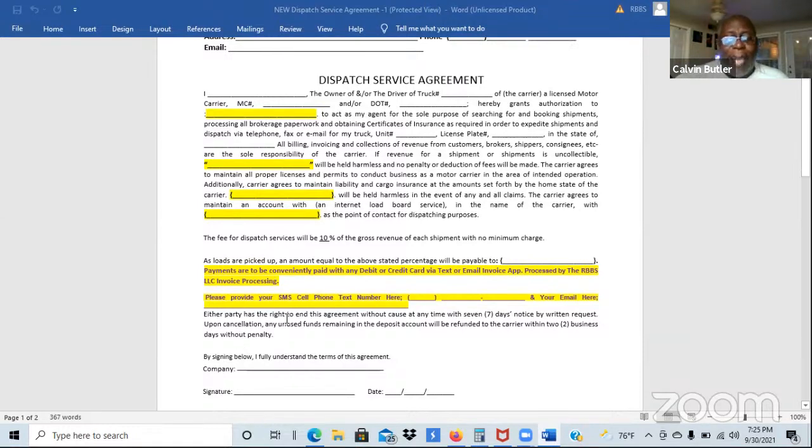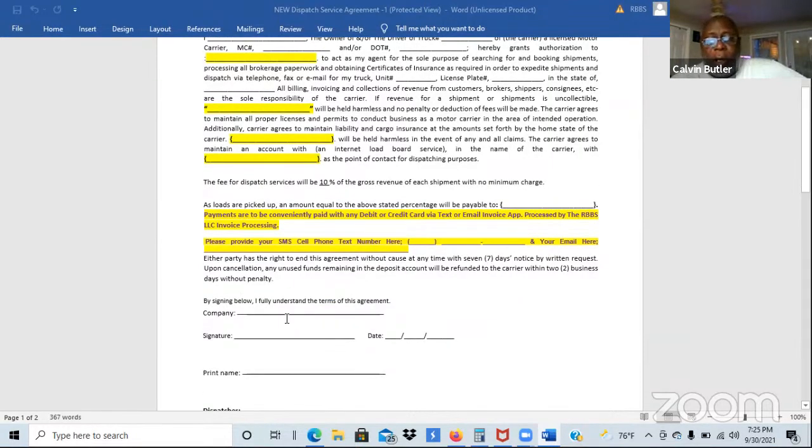Either party has the right to end this agreement without cause at any time with 7 days notice by written request. Upon cancellation, any unused funds remaining in the deposit account will be refunded to the carrier within 2 business days without penalty. By signing below, I fully understand the terms of this agreement.